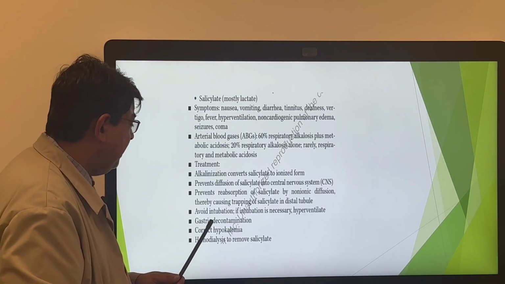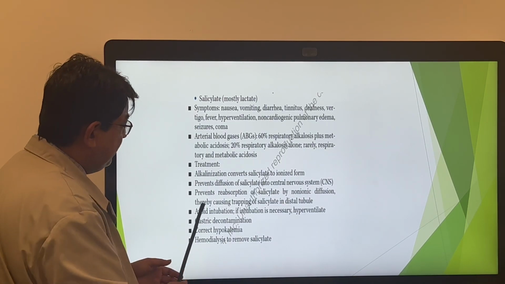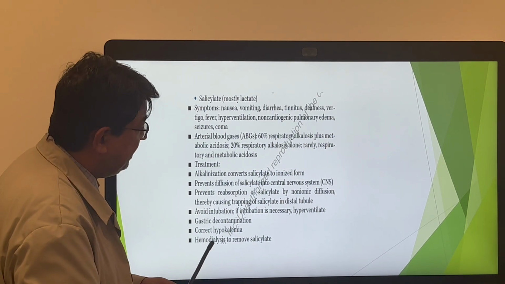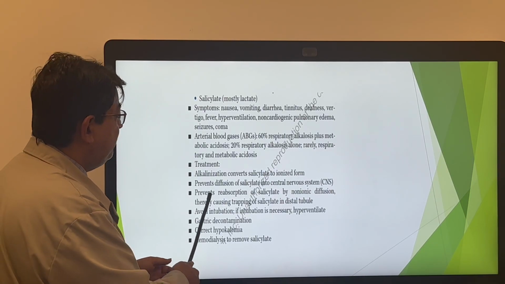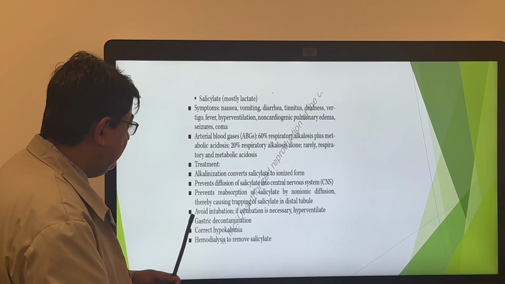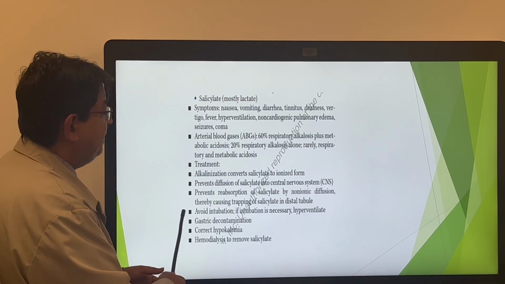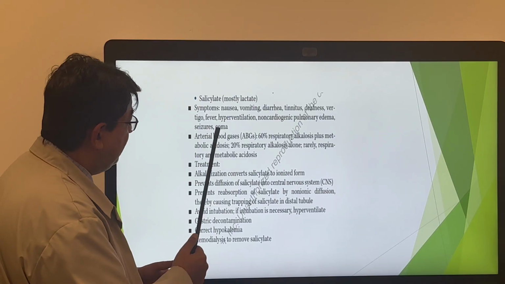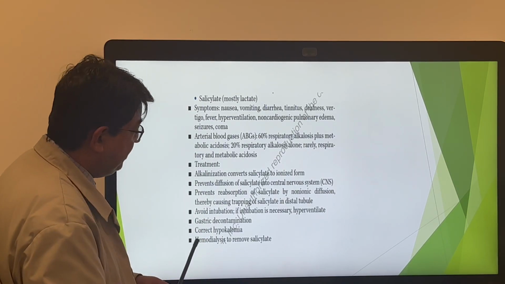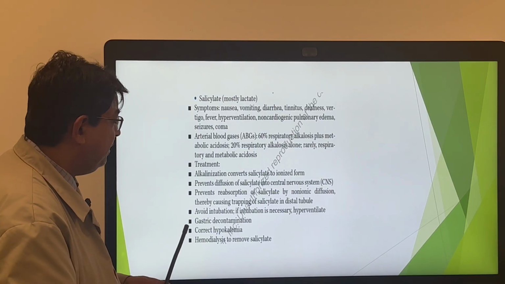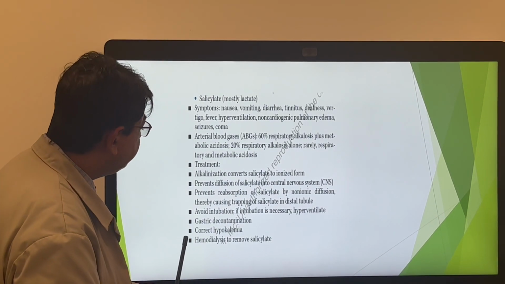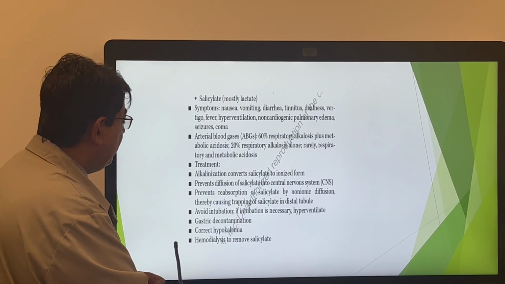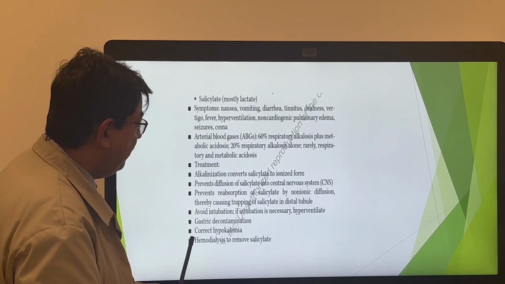Treatment for salicylate toxicity would be alkalinization, which converts the salicylate to the ionized form, prevents diffusion of salicylate into the CNS, and prevents reabsorption of salicylate by non-ionic diffusion, thereby causing trapping of the salicylate in the distal tubule. And in salicylate poisoning, you want to avoid intubation. If you have to intubate, then you should hyperventilate. Then you can use gastric decontamination, of course, correct the hypokalemia, and in severe cases, hemodialysis.